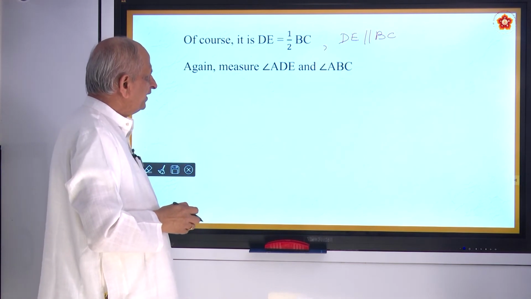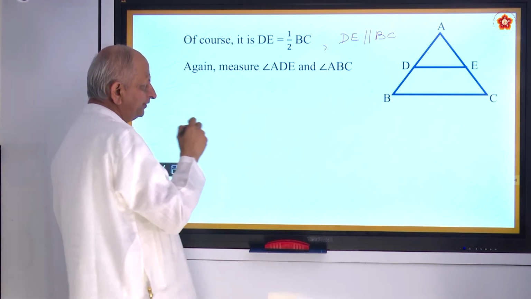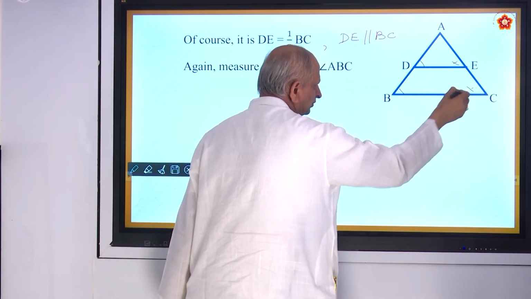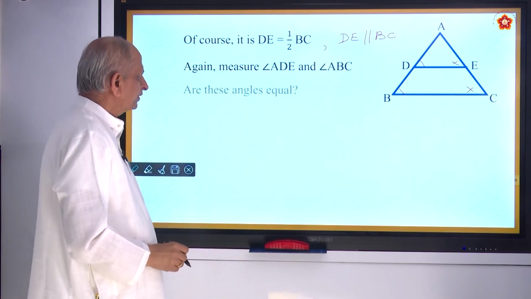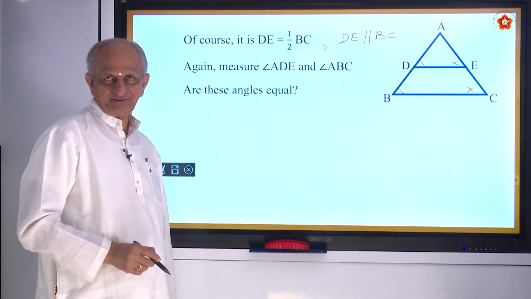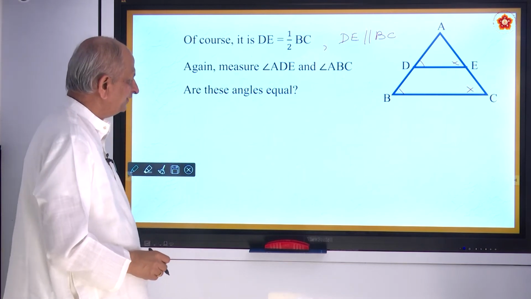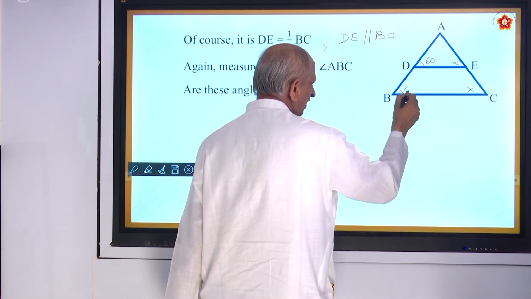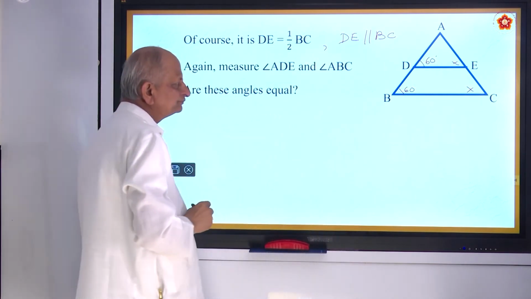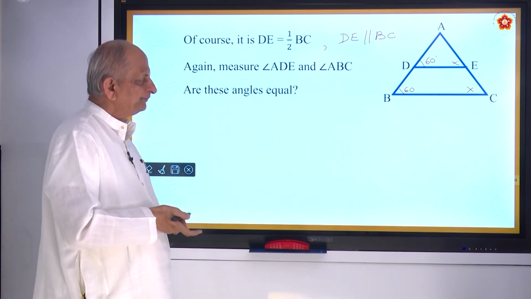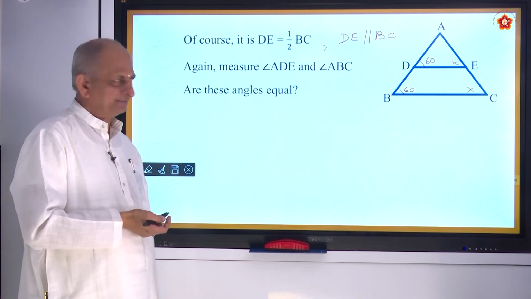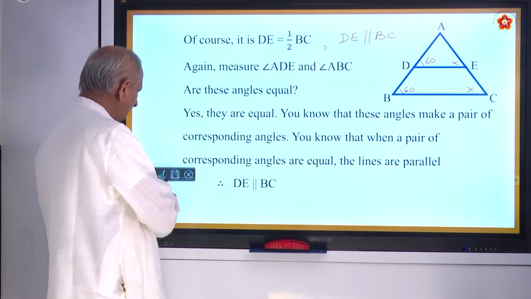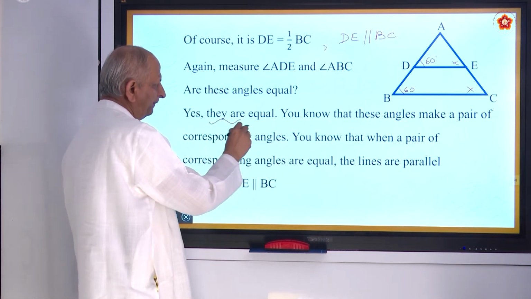So, again measure angle ADE and ABC. Measure these angles and this also. What do you observe? If you measure the angles, we find that ADE is equal to ABC. Suppose this angle is say 60 degrees, this also will be 60, that is the meaning. Similarly, if angle E is 50, C also becomes 50. Okay, these angles will all be equal. So, the angles are equal. That is a very important point.